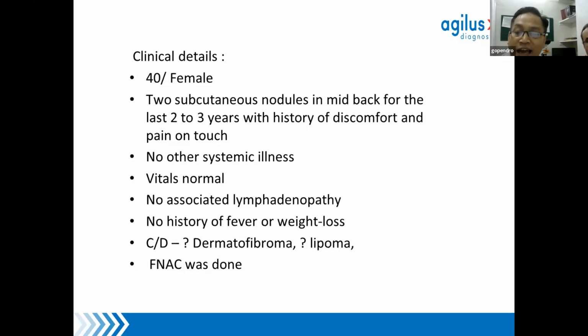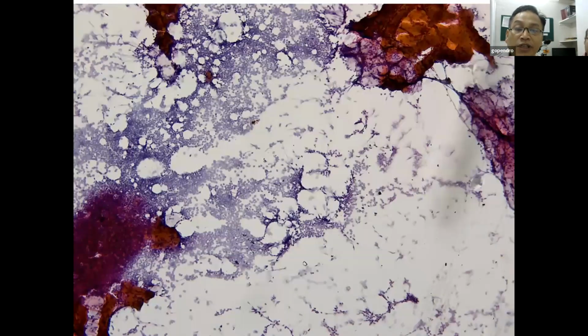So with the clinical diagnosis of dermatofibroma versus lipoma, the patient was referred to our department for FNAC. FNAC was done from the lesion. So this is the microphotograph. It was cellular. Of course, FNAC from a lymph node is supposed to be cellular, and if it's not cellular, it's going to be inadequate. So we saw these lymphoid tissues which are infiltrating into the fibroadipose tissue.